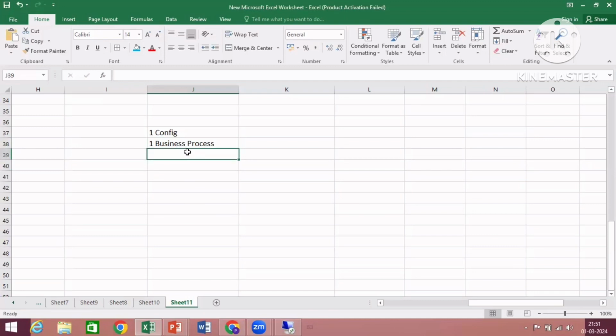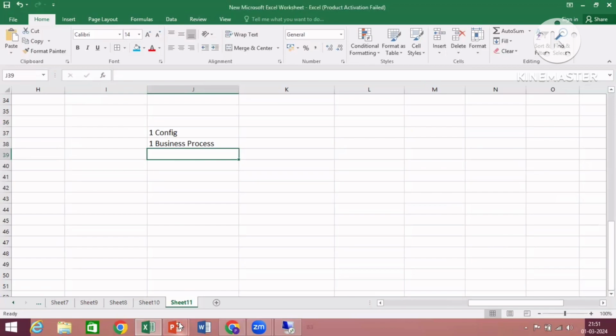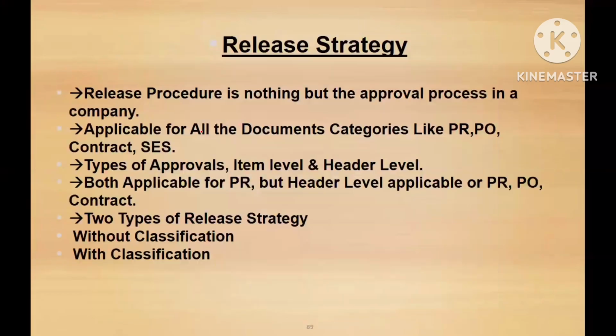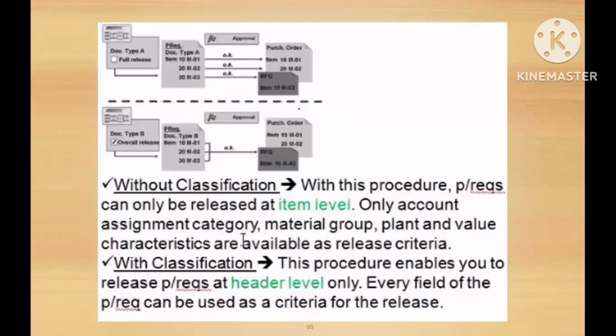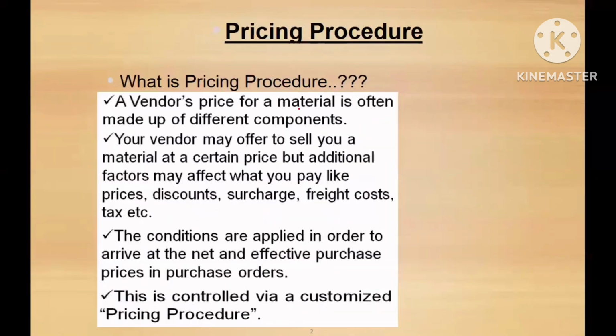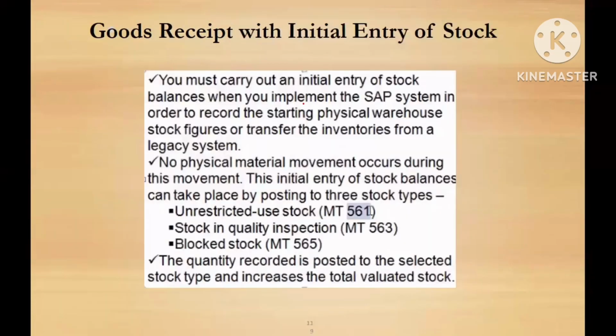Okay, but in the next class we have to take the second configuration, because on Monday we need to start the release strategy. Once it is done, 2 configurations have been done, so we will take 1 business process. Okay, contract, scheduling agreement, or we can take goods receipt part 1, part 2, invoice receipt part 1, part 2.